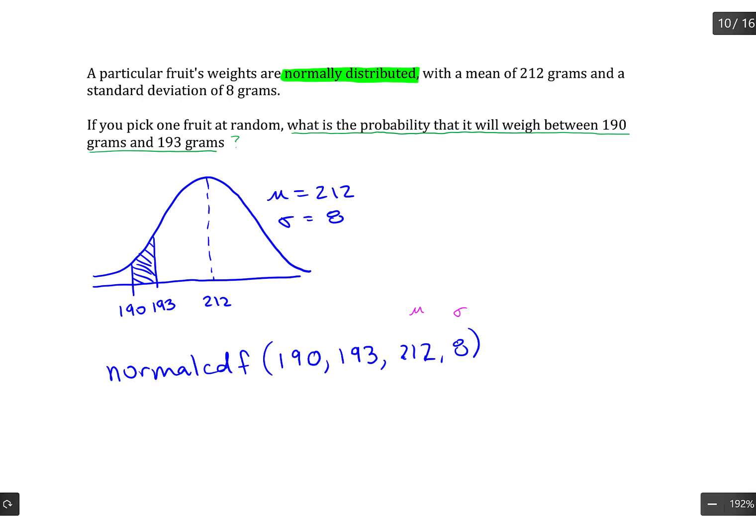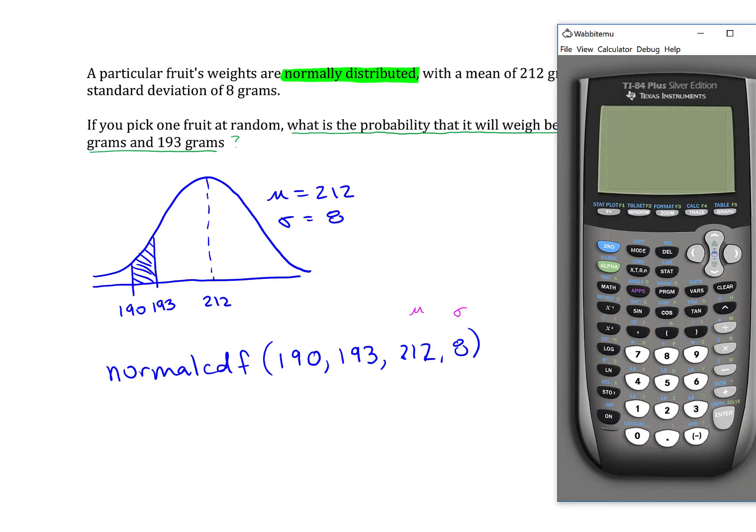All right, let's use the calculator. And when I hit second and distributions and come down to normal CDF, then I have 4 inputs to give it. Lower bound, upper bound, the mean, and the standard deviation. So the lower bound was 190, the upper bound was 193, the mean is 212, standard deviation is 8. So come down and hit paste.